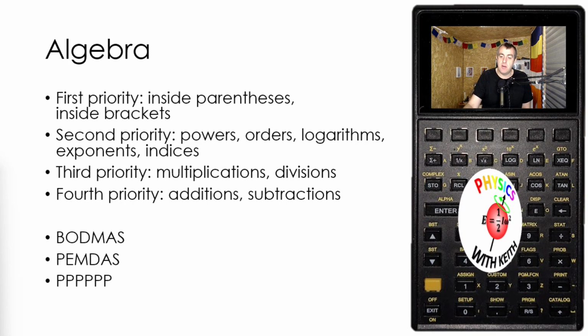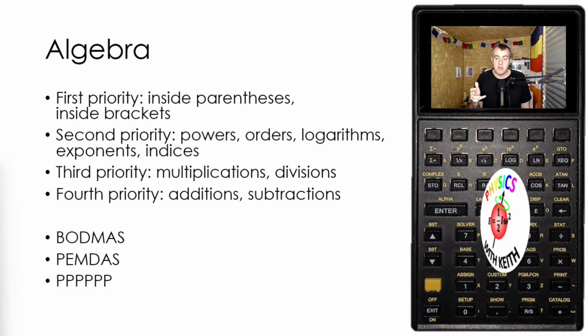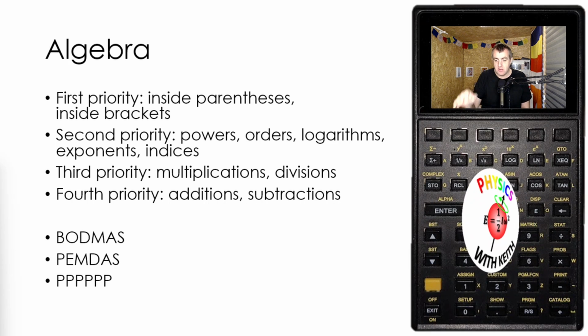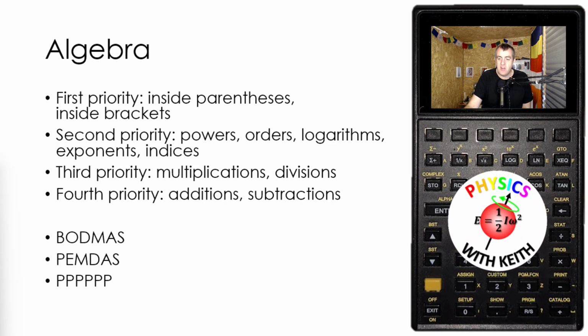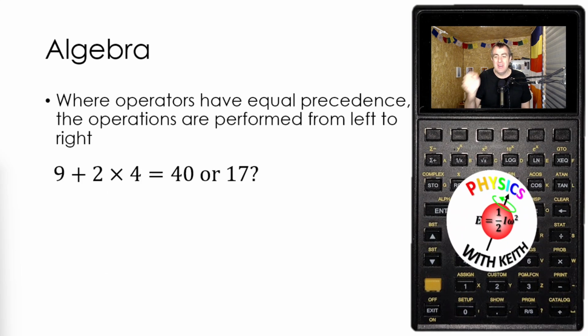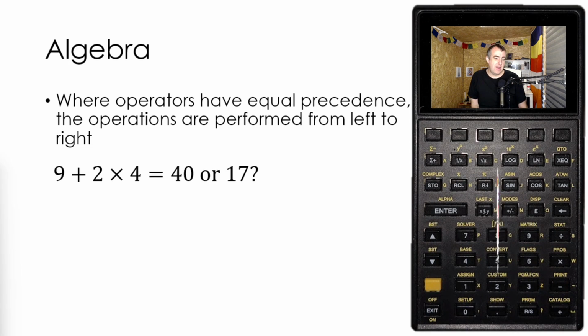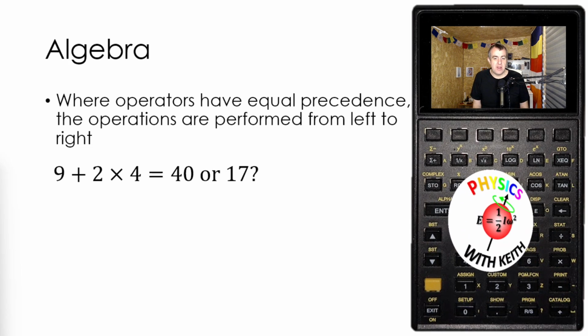PPPPPP is parentheses, powers, products, portions, pluses and purges. That's my favourite one. And it just shows how pointless these mnemonics are, because PPPPPP doesn't really tell you very much. So let's have a look at this problem. You can't do algebra if you don't understand order of operators.